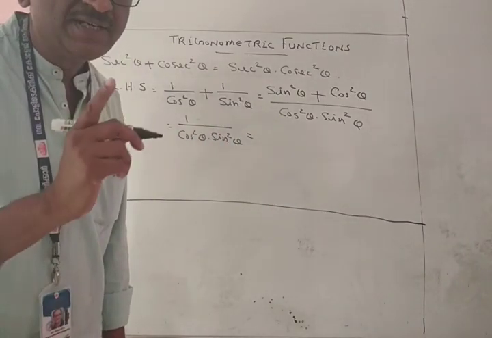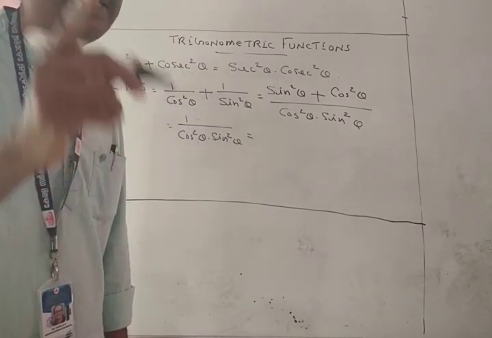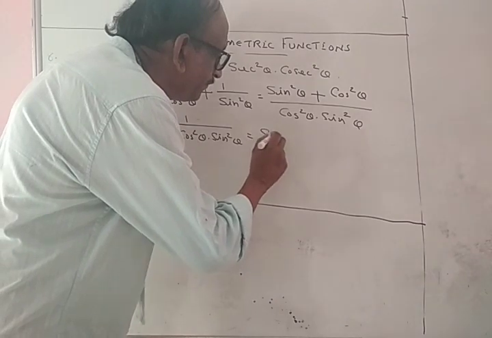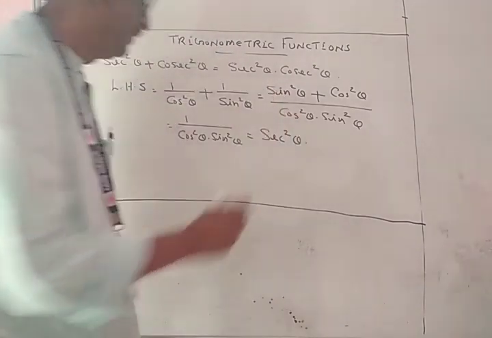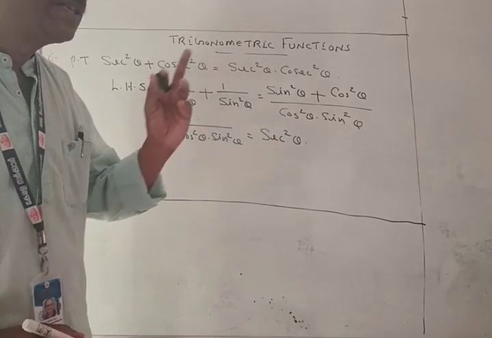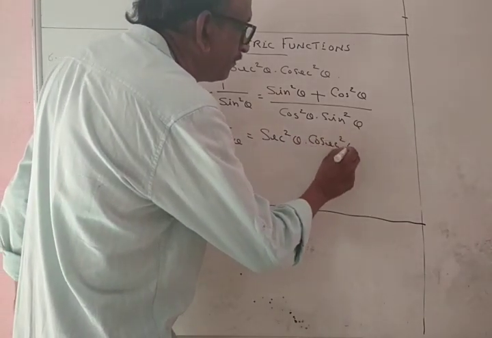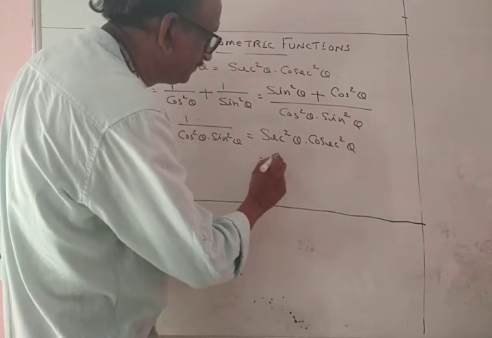1 by cos theta is sec theta. Therefore 1 by cos squared theta is sec squared theta. 1 by sin squared theta is cosec squared theta. This is the right hand side.